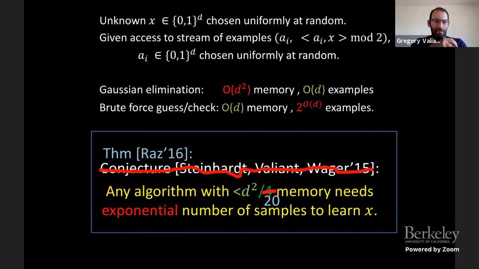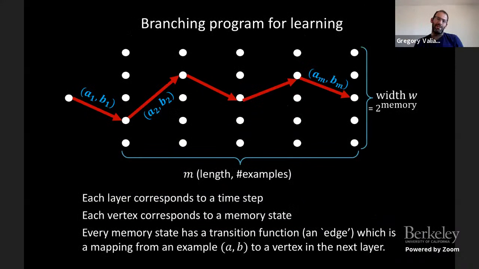So Ran Raz's original proof formalized this intuition that your algorithm really needs to be keeping track of linear subspaces. Otherwise, it's almost hopeless anyway. And if you're keeping track of linear subspaces, there's no way around this hump where at some point you need to keep track of basically a basis of d-dimensional vectors, which takes quadratic space. I'm not going to give the intuition for the proof.